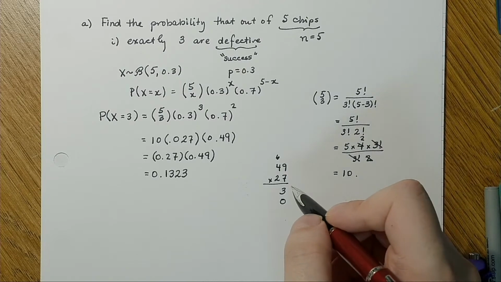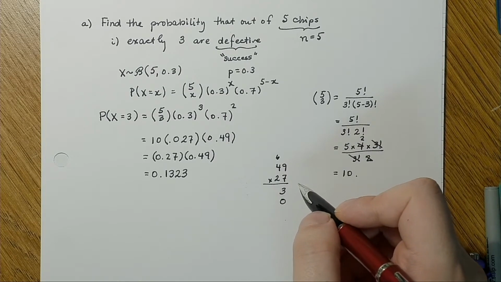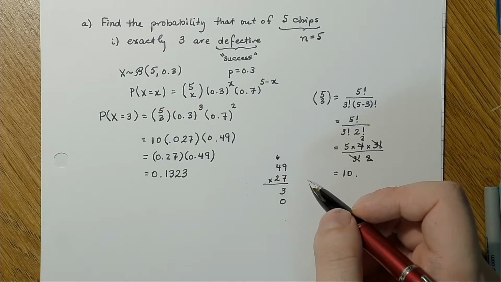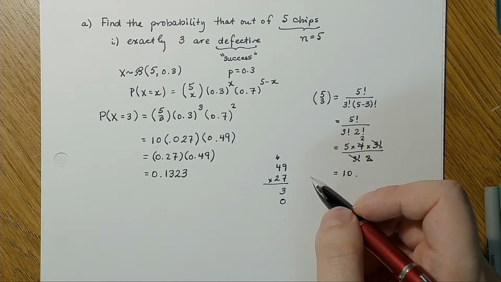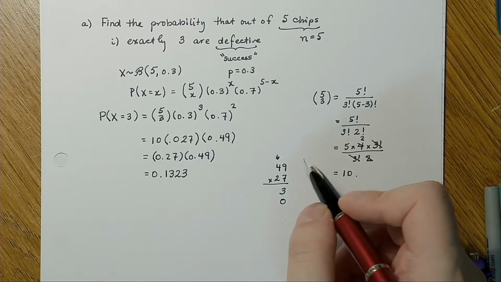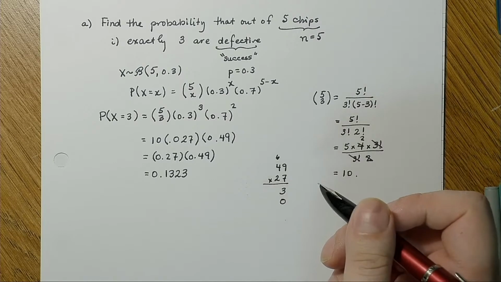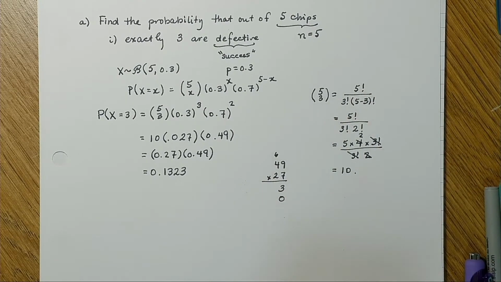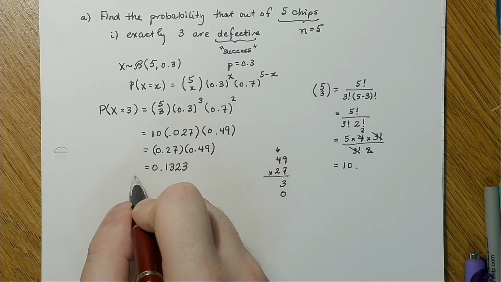Okay. Good. I beat somebody in the chat. Excellent. So I got 0.1323. So that's the probability.